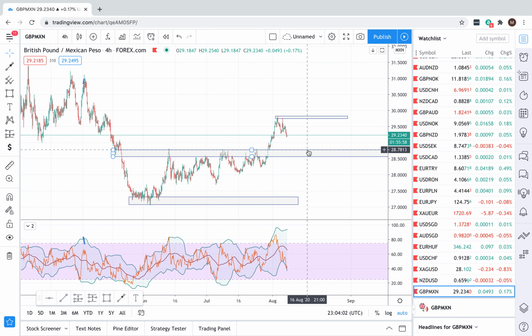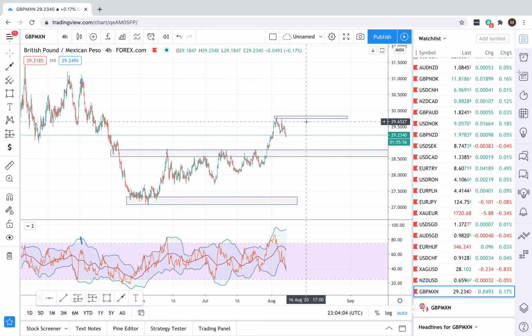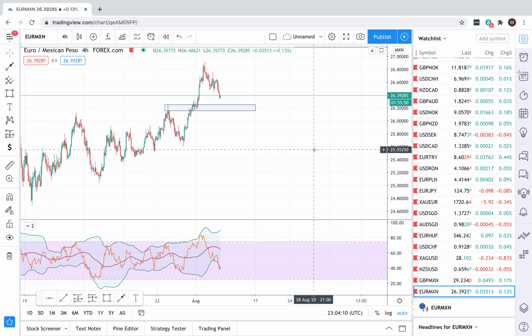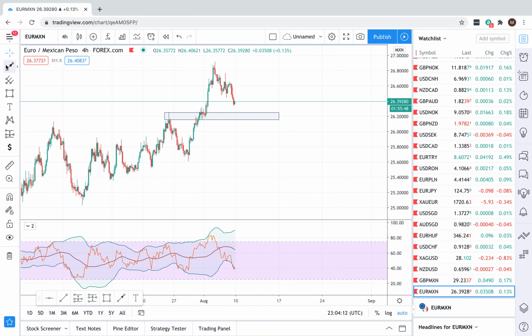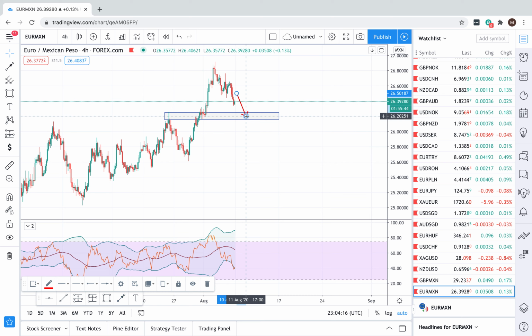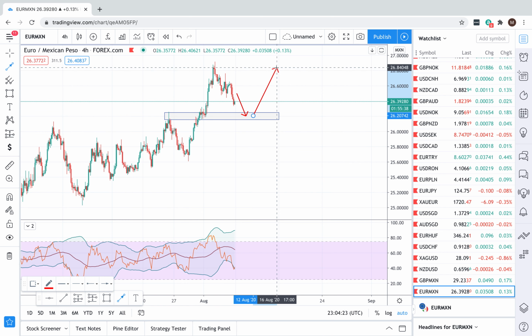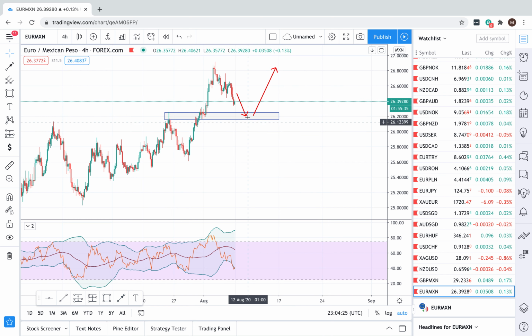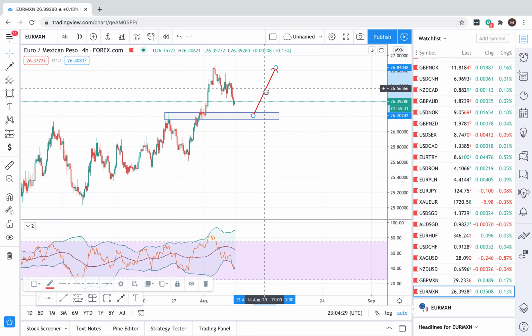GBP MXN, we could have a retest here to go in long, or a break of this level and a retest to go in long as well. Euro MXN, we can have a retest of the zone. I called this markup out as well. We have the retest of the zone to go in long as well and target this high. As long as we see rejection after this retest, this would be a good trade to enter in.